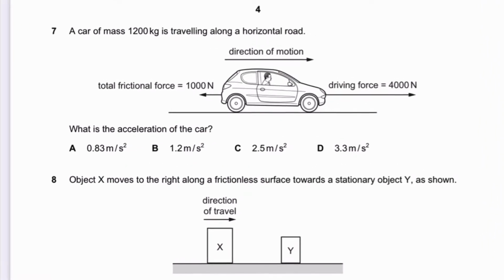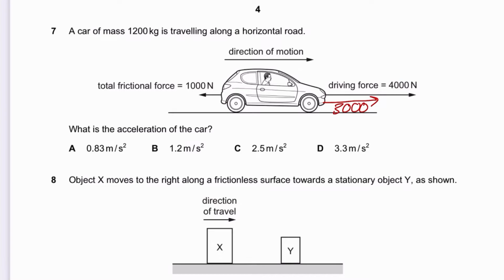Number 7. A car of mass 1200 kg is traveling along a horizontal road. The direction of motion is to the right. The driving force of the engine is 4,000 newtons and the frictional force is 1,000 newtons. So let's talk about its resultant force. The force towards the right is 4,000 and towards the left is 1,000, so the resultant force is going to be towards the right, and it will be 3,000 newtons because 4,000 minus 1,000 is 3,000.